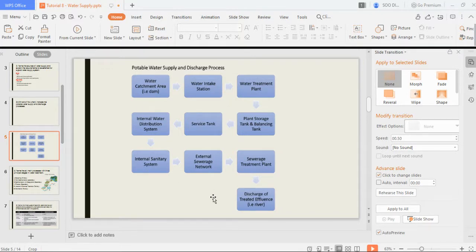So this is a cycle of how the water supply is being used from the source, which is the river. In this case, let's say for example, the water catchment area is a dam. It will follow this flow process in which water is taken and treated, stored, and then distributed to different tanks, and finally to us, for use in our house for sanitary purposes. Then it is disposed of through a pipeline to the sewage treatment plant, and once it's treated, it will be discharged back into the environment, usually the river.